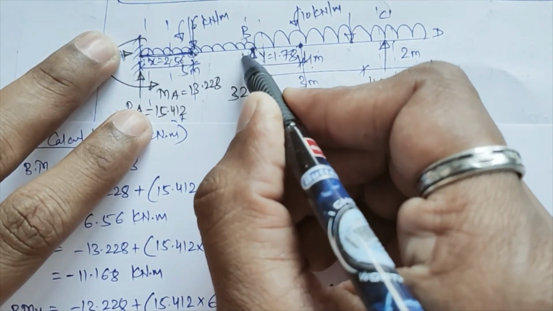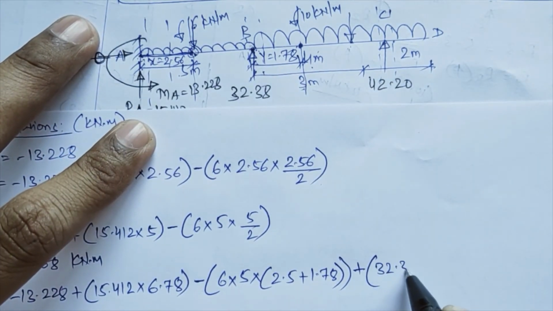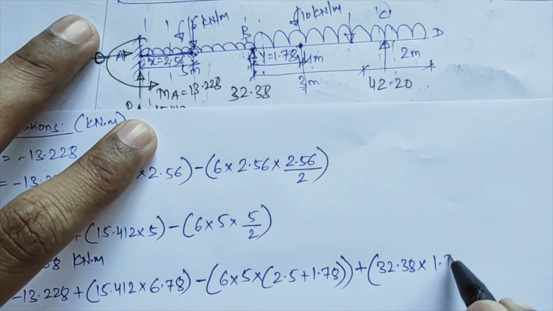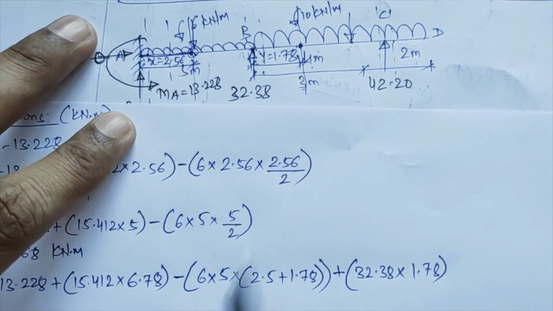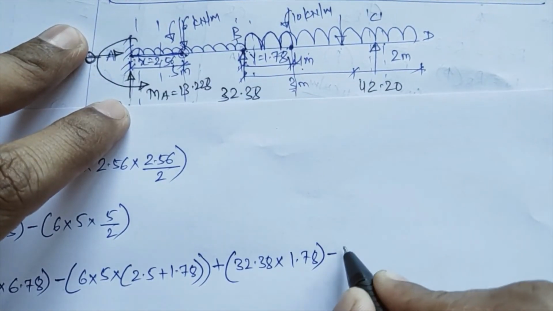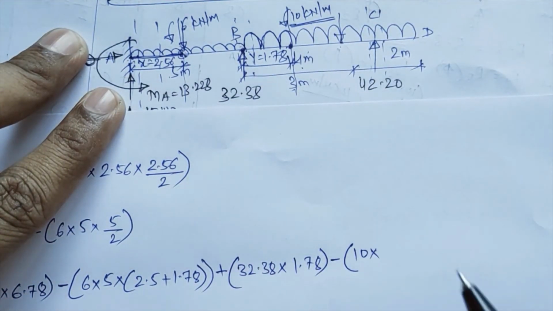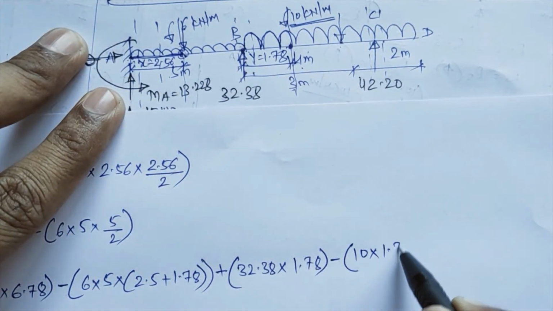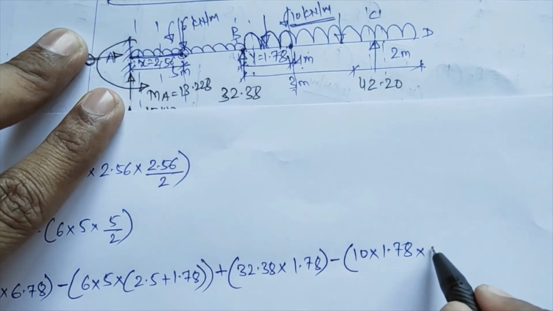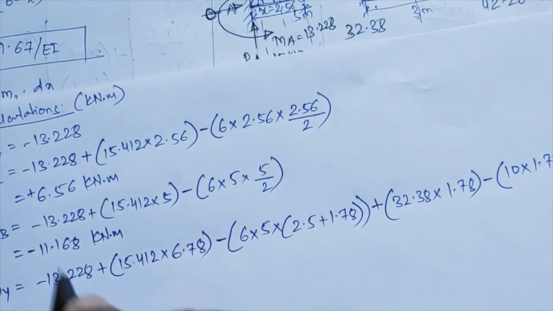Okay, next moment of this RB will be also there, so that will be your sagging moment, so plus 32.38, that is RB value, multiplied by its length up to this section, that is 1.78 again, right? And what is remaining now, this UDL part is remaining, that is hogging moment. So again minus intensity of that UDL is 10 into its acting length is 1.78, right, and where this will act at the half of this 1.78, so that will become 1.78 divided by 2. So this gives me my complete moment.